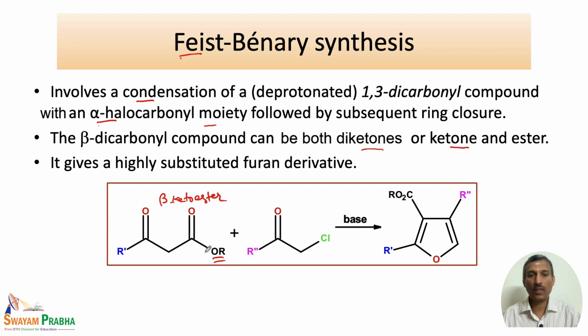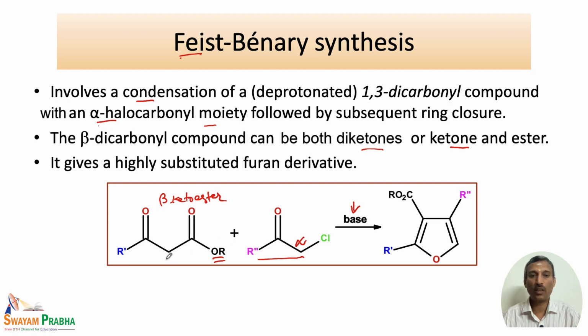Instead of the ester, we can also have an alkyl unit. That means this is going to be a beta diketone. So this reacts with the alpha-halocarbonyl compound. So at the alpha carbon, we have a halogen unit present, and that is a very crucial thing for this reaction. So an alpha-halocarbonyl compound and a beta diketone undergo reaction in the presence of a base. So what is the role of a base?